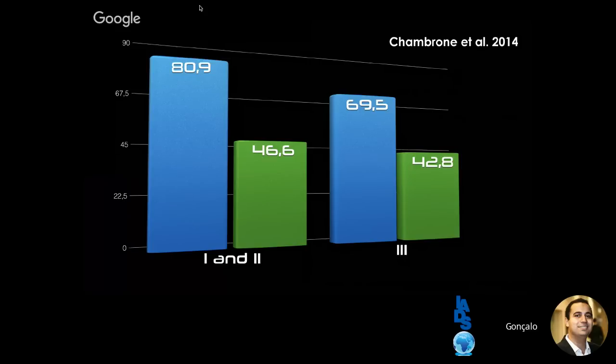If you take a look at the class 3 gingival recessions, you usually have a mean root coverage of 69 to 70%, with a percentage of complete root coverage of 42.8%.